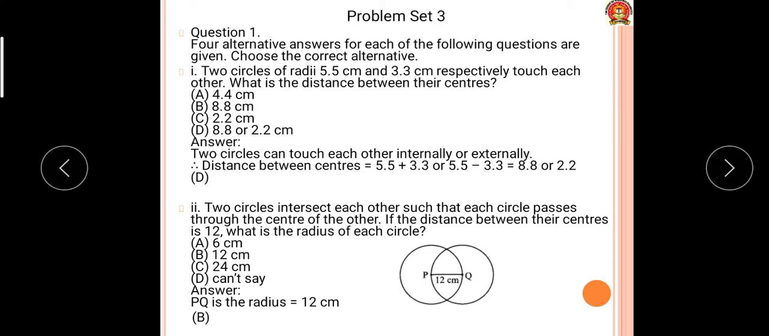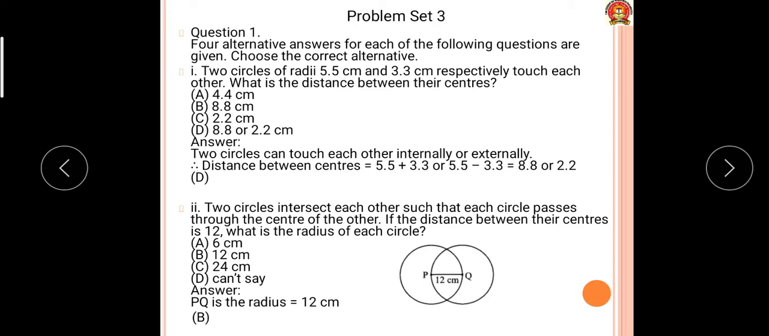Now, two circles intersect each other such that each circle passes through the center of the other. If the distance between their centers is 12, what is the radius of each circle?